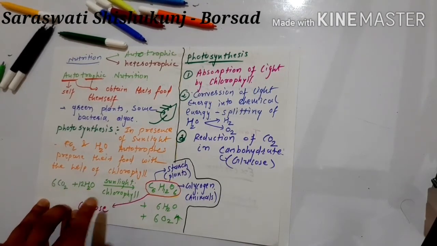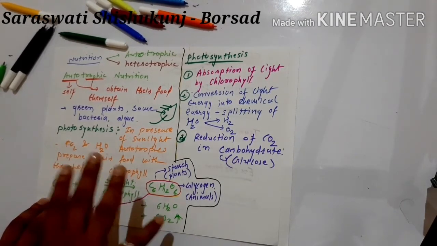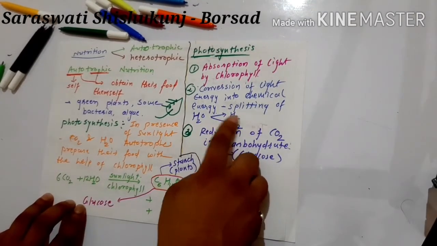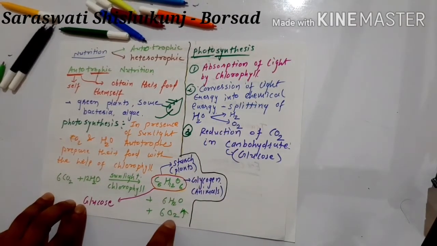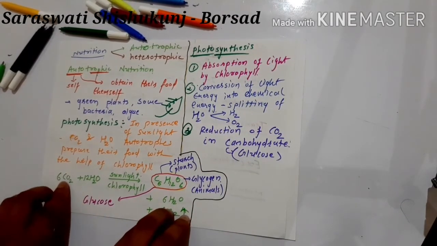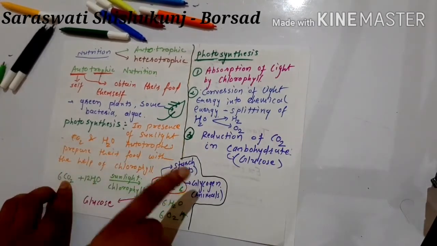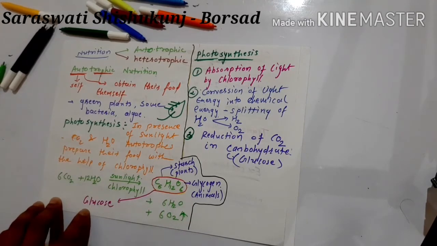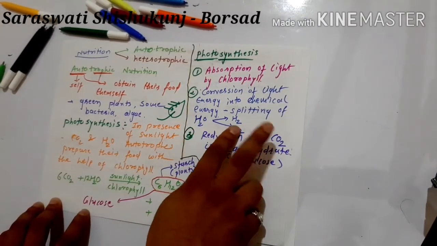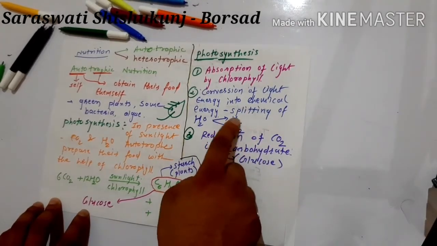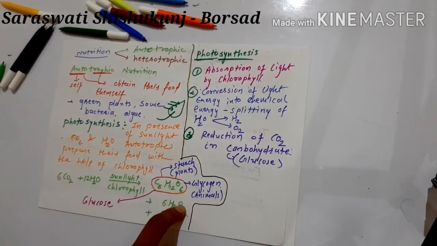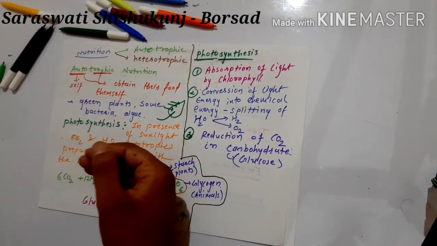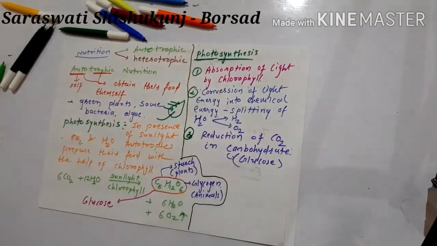Again, absorption of energy, then conversion of the light energy into chemical energy. During that, splitting of hydrogen and oxygen is there. So the oxygen which is split here, we can see here. Now, in the third step, carbon dioxide will get reduced. So during the reduction of carbon dioxide, glucose is formed and oxygen will be released. That oxygen which is released during reduction will react with this hydrogen, and it will give us water.